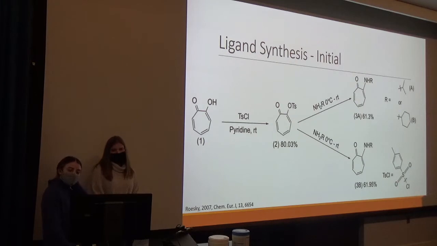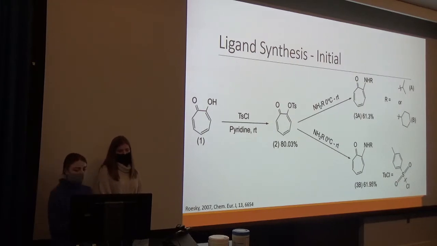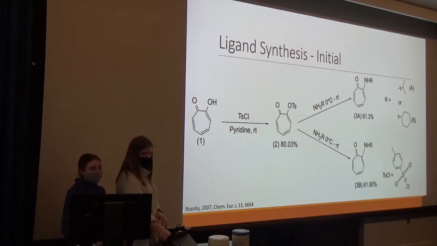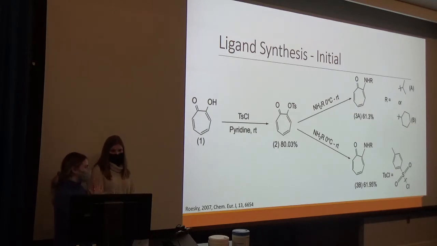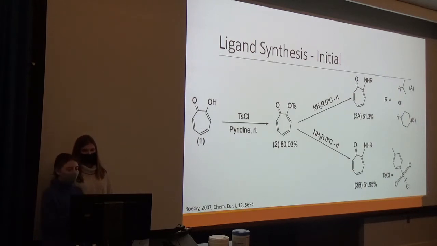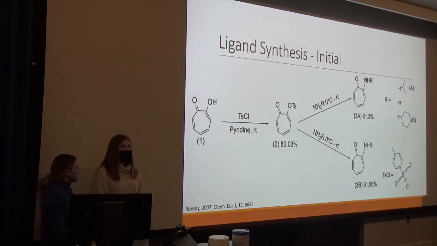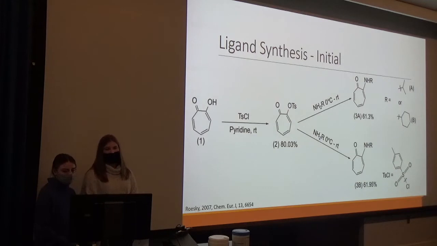For our next reaction, we used two different amines, isopropylamine and cyclohexylamine. To produce both products, the tosyl tropolone, which is product 2, was placed in an ice bath. Then isopropylamine was added to create product 3A, and cyclohexylamine was added to create product 3B. The flask was wrapped in foil and left overnight to stir and come to room temperature. And then the workup for both reactions was the same. The contents were vacuumed under reduced pressure and then taken up with 2 molar sodium hydroxide, then extracted twice with 2 milliliters of DCM.